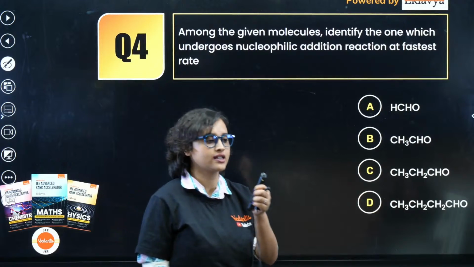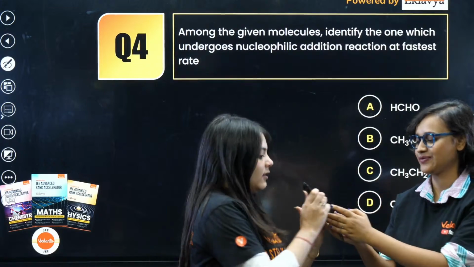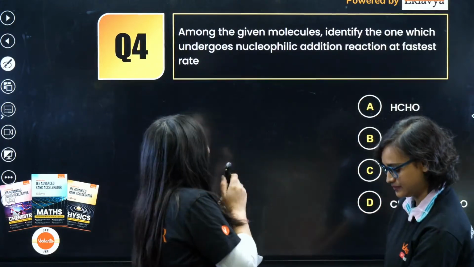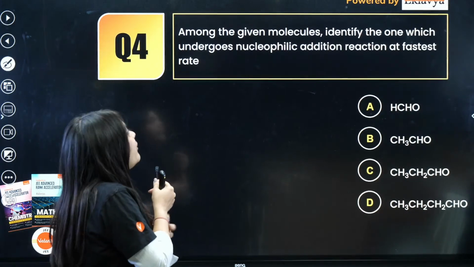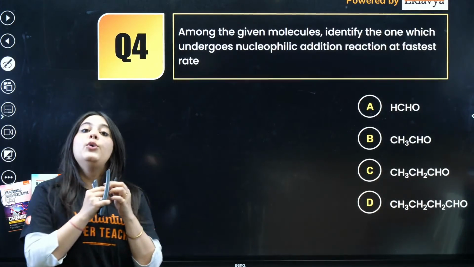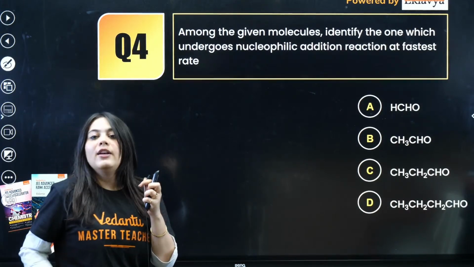Among the given, oh, this is your department, ma'am. Here we go. So let us solve this question. Once again, an organic question. Among the given molecules, identify the one which undergoes nucleophilic addition reaction at the fastest rate.